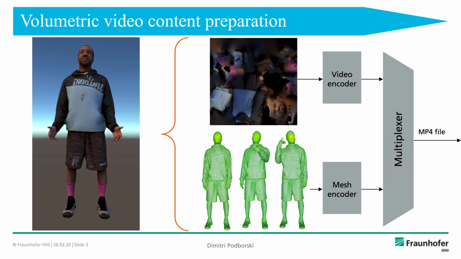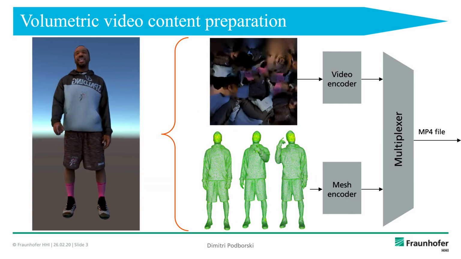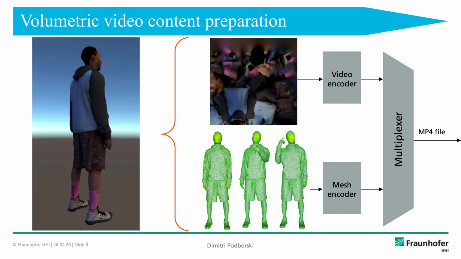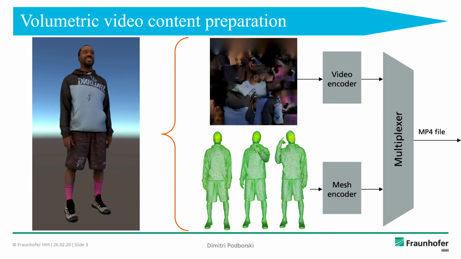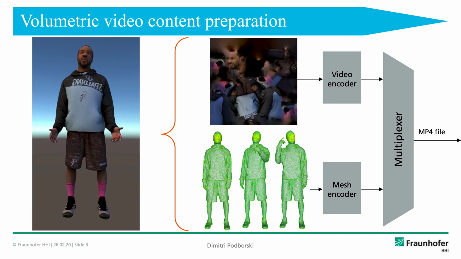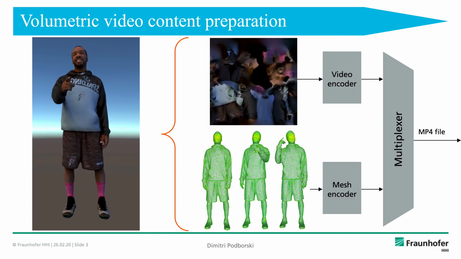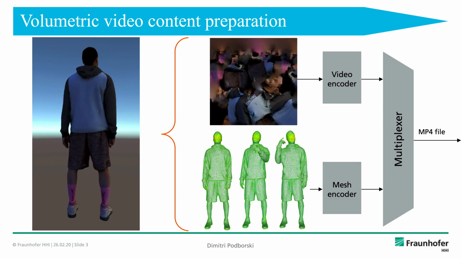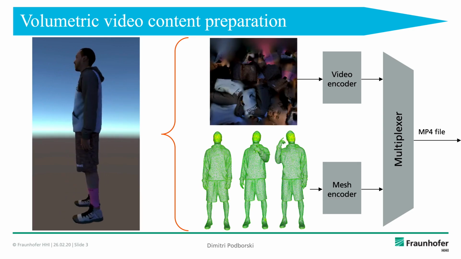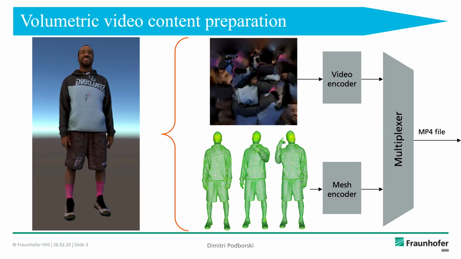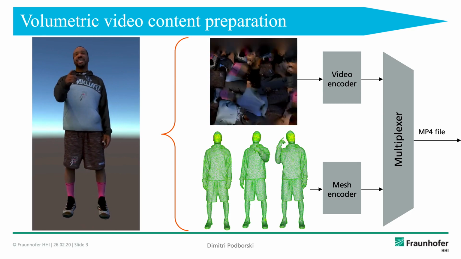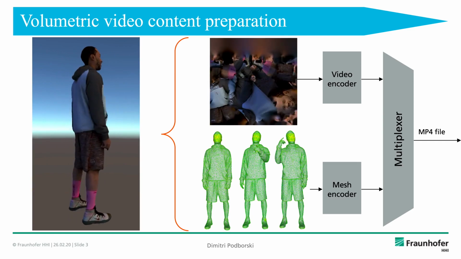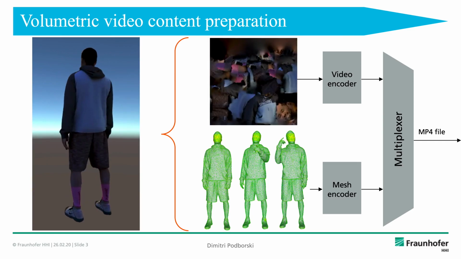In order to prepare the content, we take those textures and encode them as a video using, for example, an H.264 video encoder. And we do the same for the sequence of meshes, where we use a mesh encoder to compress the data. So we then have two elementary streams which we multiplex together into a single MP4 file, which then has two tracks, for example, one for video textures and one for meshes. Of course, there might be a third track representing the audio of that sequence as well.